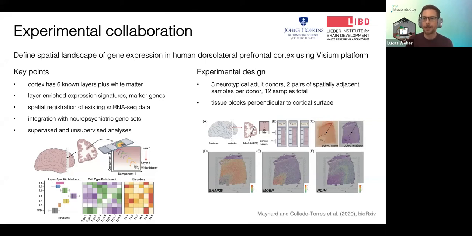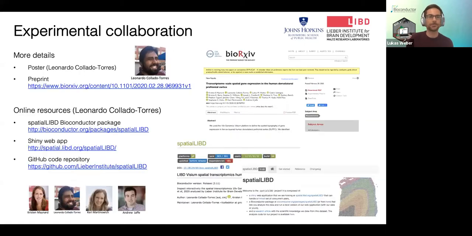On the right, that's the experimental design from this project. There were 3 neurotypical adult donors, 12 samples in total. On the top right, that's showing what the actual slide looks like, and with those 6 layers and the white matter below. At the bottom 3 panels there are showing genes enriched in the white matter versus the neurons versus specific layers, which is what we're looking for.